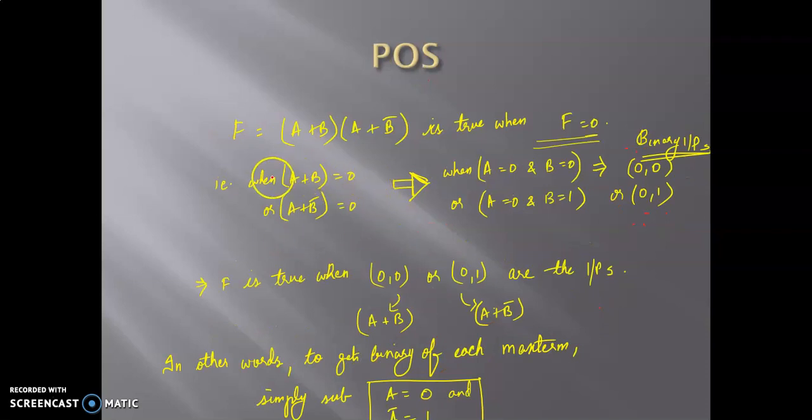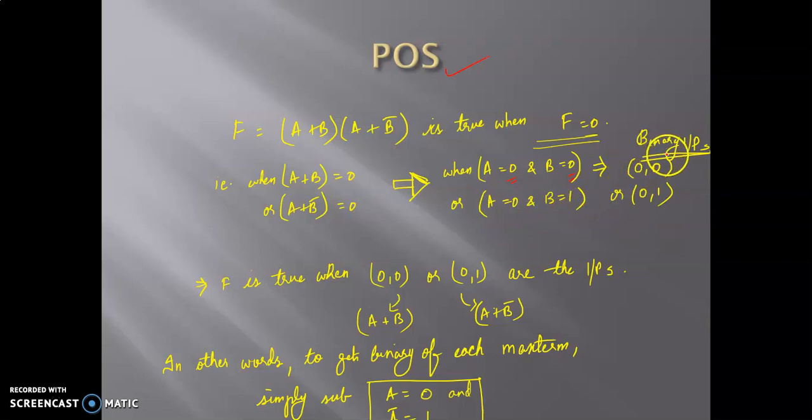Moving on to POS, you see that the function f is equal to (a plus b) and (a plus b bar). This is true when f is equal to 0. This is the case of POS. For the function to have a value of 0, this is true when either a plus b is equal to 0 or a plus b bar equal to 0. If any of the sum terms is 0, the final output will become 0. So when a plus b is equal to 0, I can say that a is 0 and b is 0. This is true when a and b, both of them are 0. And the second case, a plus b bar, is equal to 0 when a is 0 and b equal to 1.